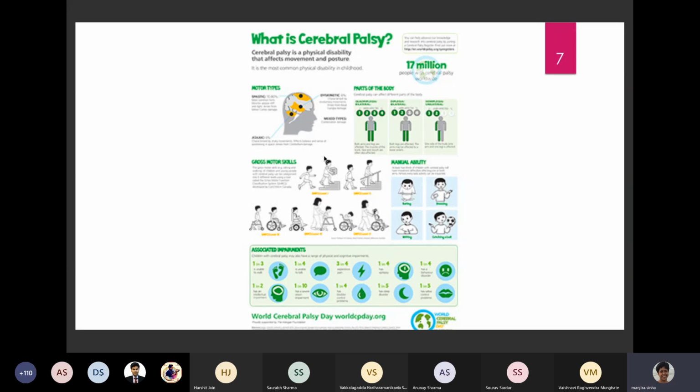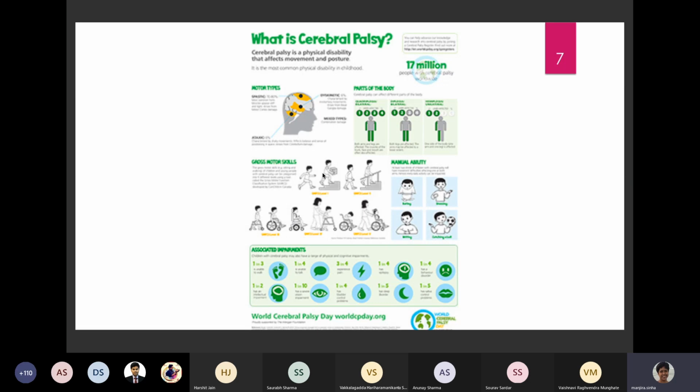Gross motor skills, motor means our movements, our muscles, like the motor of our body. And gross motor skills means, say, when we walk, when we carry a ball, when we run, when we sit, those are our gross motor skills. When we type on a computer, that requires fine motor skill, precision finger movements. Based on gross motor skills, it is categorized into 5 categories, called gross motor function levels 1 to 5.